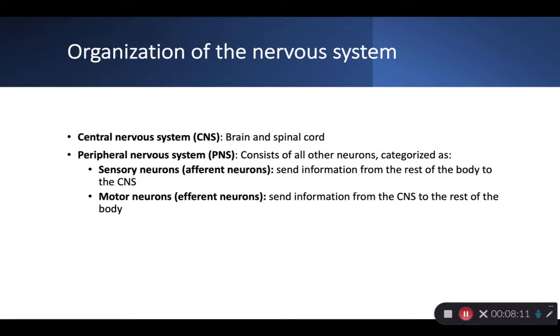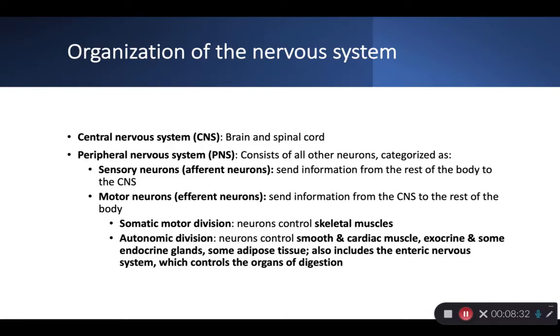But people do use these terms, afferent and efferent. But motor neurons mean neurons that send information from the CNS to the rest of the body. And then the motor neurons can be further broken down into what's called the somatic motor division. That's going to be motor neurons that will control our skeletal muscles, which are our voluntarily controlled muscles. And then the autonomic division.